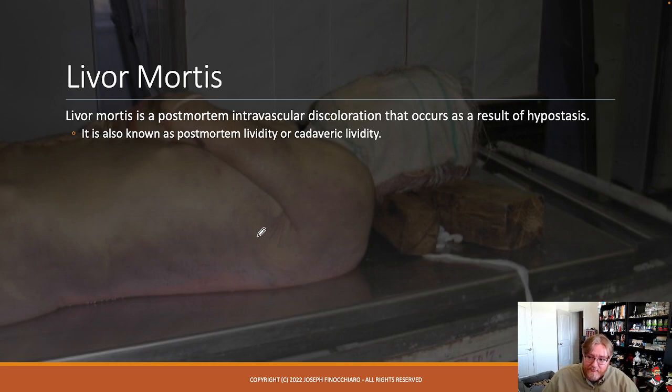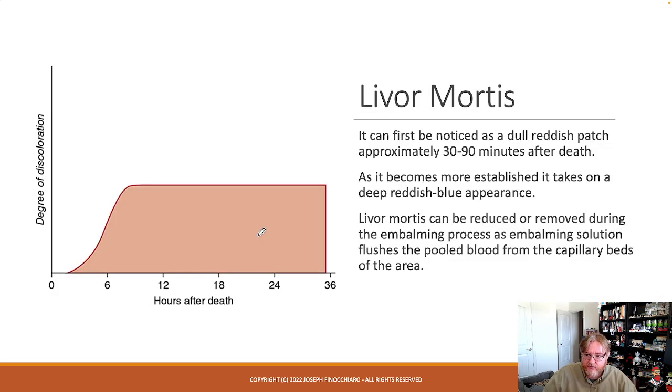Livor mortis is a post-mortem intravascular discoloration that occurs as a result of hypostasis. It can also be known as post-mortem lividity or cadaveric lividity. This all refers to the same exact thing. You die, fluids pool, the blood pools, and you turn pink in those areas where that blood is pooling. It can first be noticed as a dull reddish patch approximately 30 to 90 minutes after death. As it becomes more established, it takes on a deep reddish blue appearance.